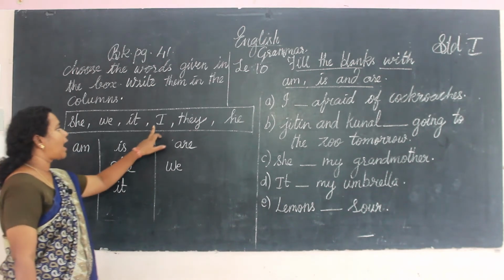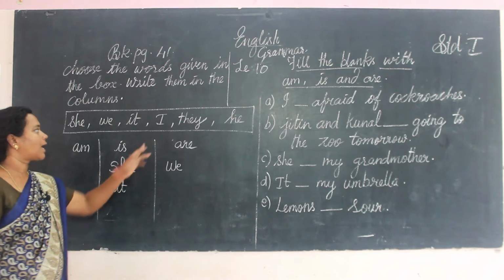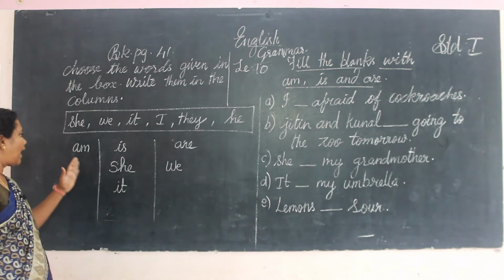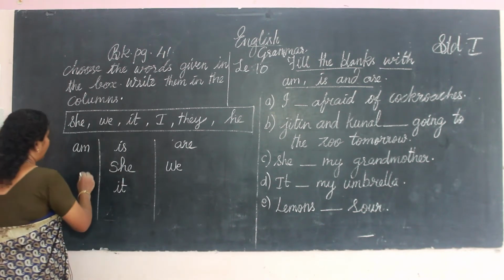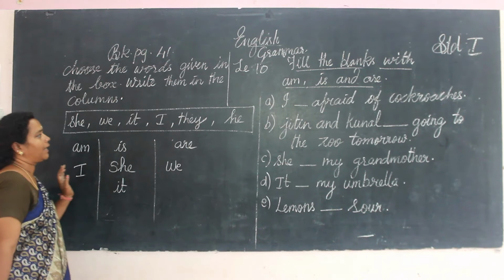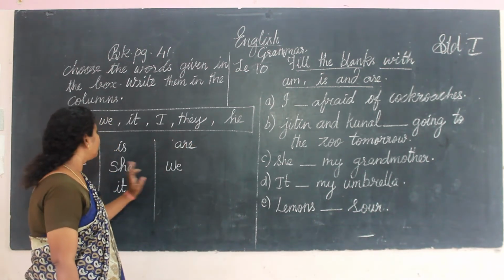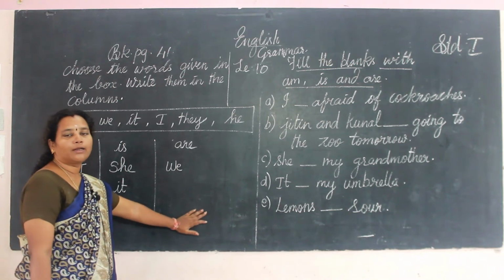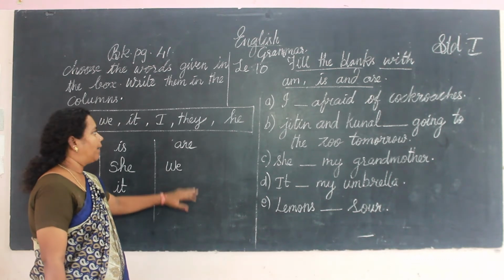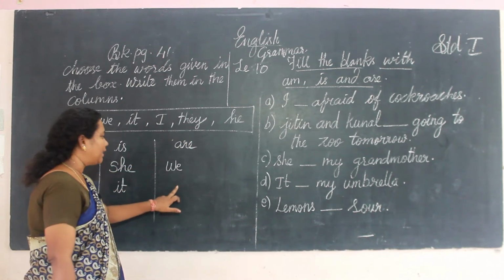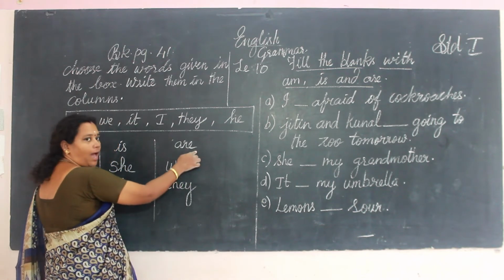Now see the next one. I. When we talk about ourselves, we use I. So, I am. Where will we write I? You will write I under the am column. Now see the next one. They. They means plural. So where will you write? In am, is, or are? You will write it under the are column. T-H-E-Y, they. They are. Okay.